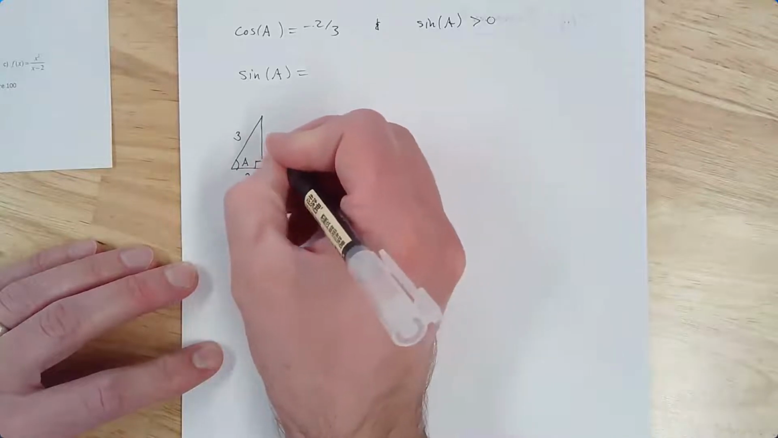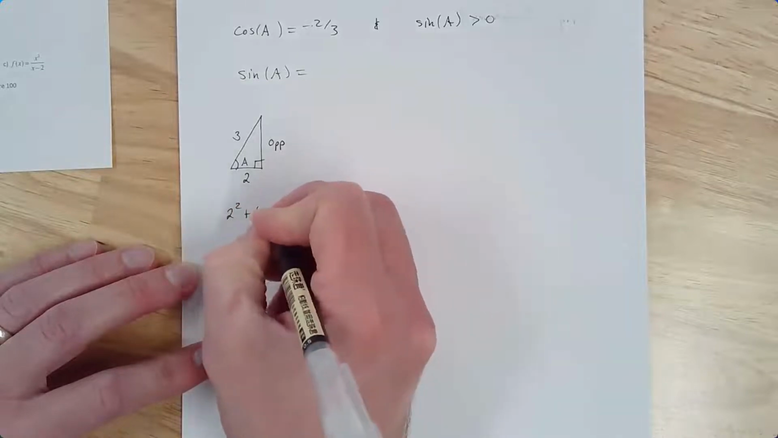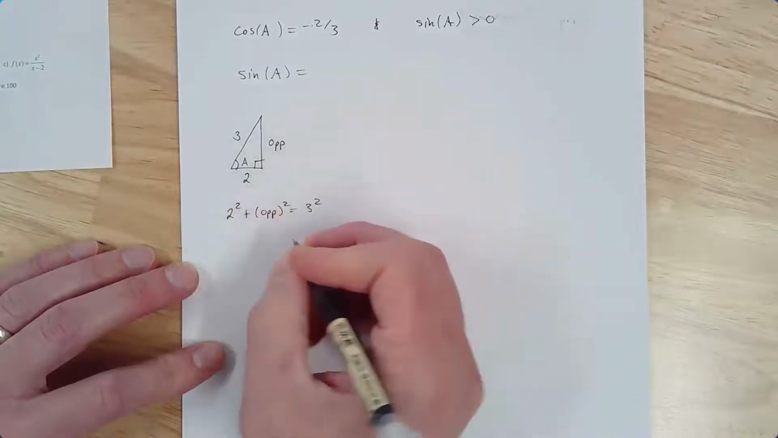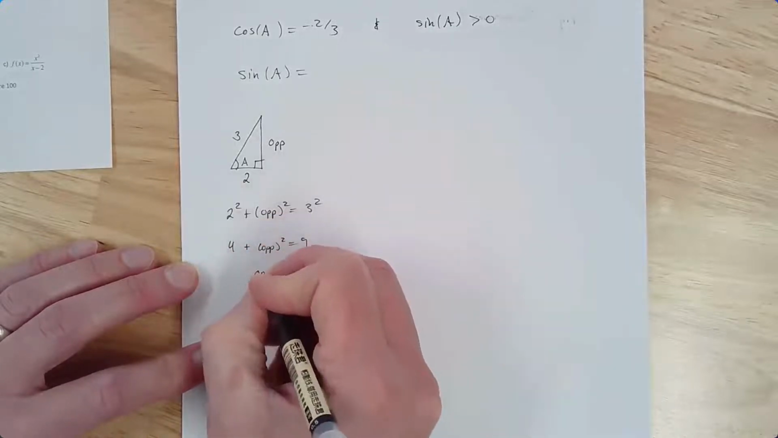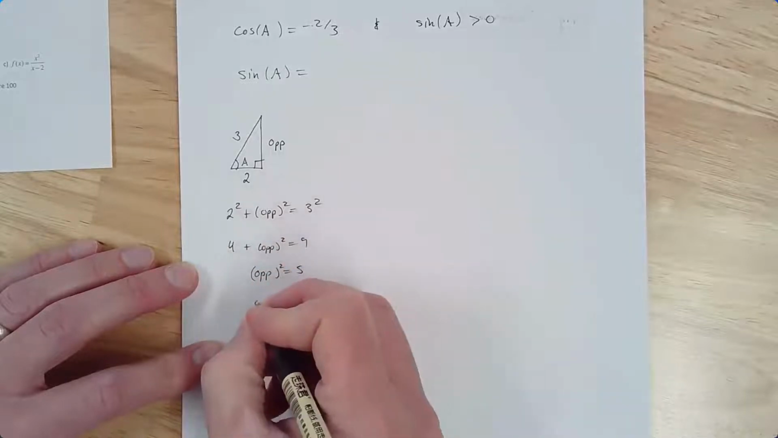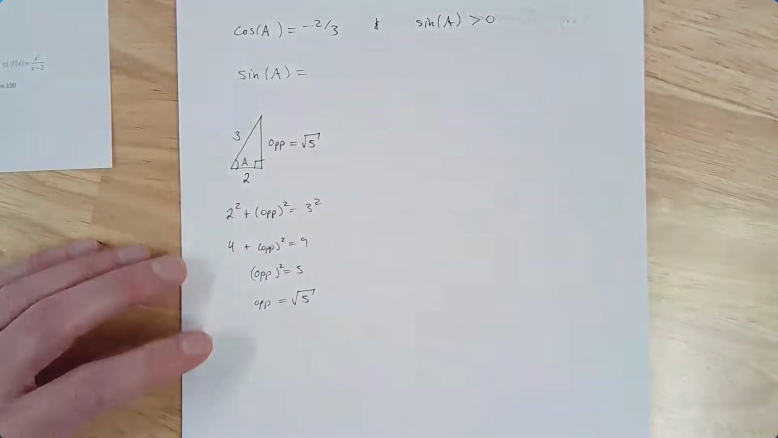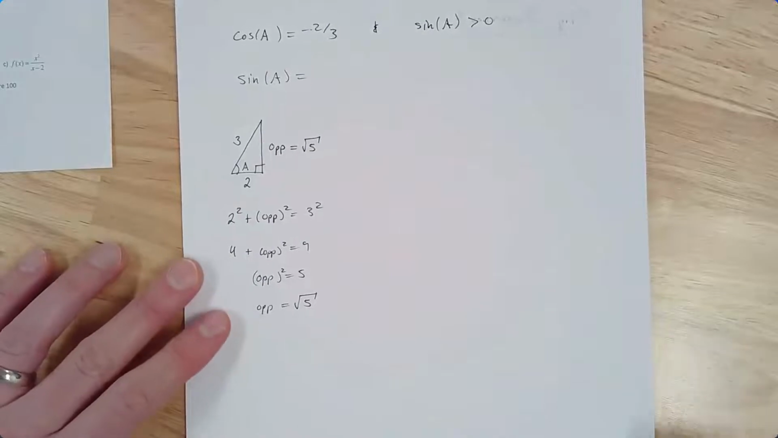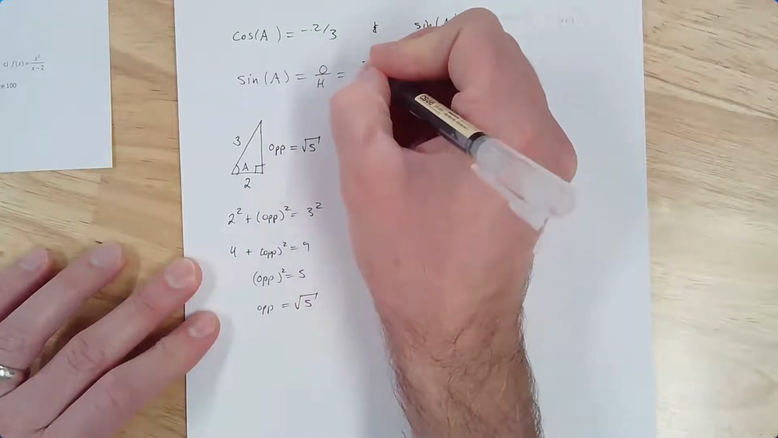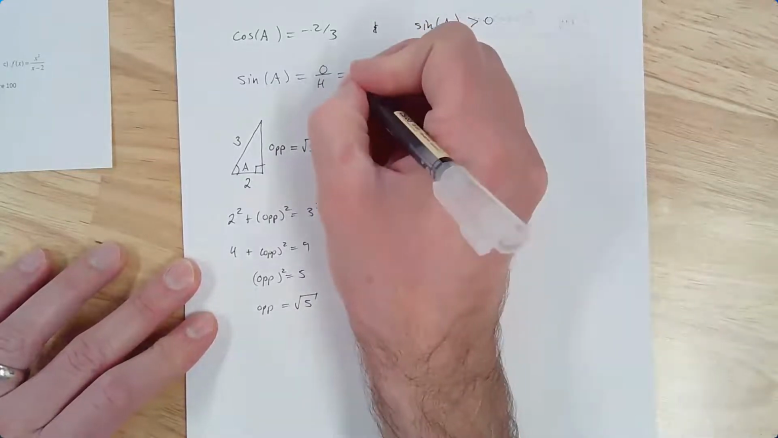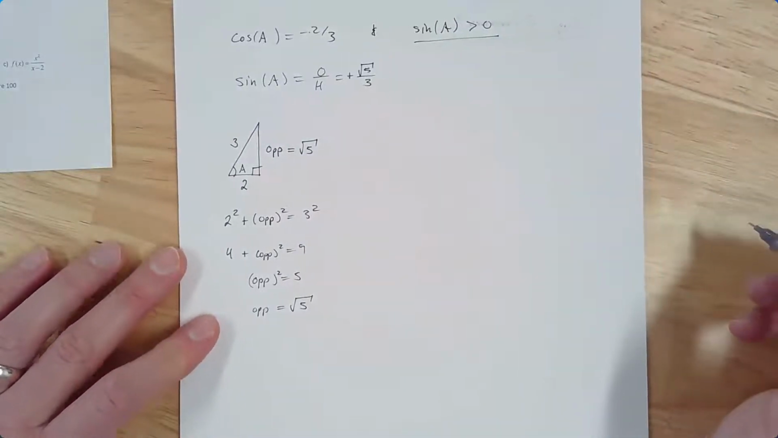This other side here, the opposite, I'm going to find using the Pythagorean theorem. So 2 squared plus the opposite squared equals 3 squared. So 4 plus the opposite squared equals 9. The opposite squared equals 5. The opposite side is going to be the square root of 5. And so I can now find sine of A. It's just opposite over hypotenuse, which is going to be the square root of 5 over 3. And I know it's positive because the problem told me sine was positive. I don't have to think any harder about it.